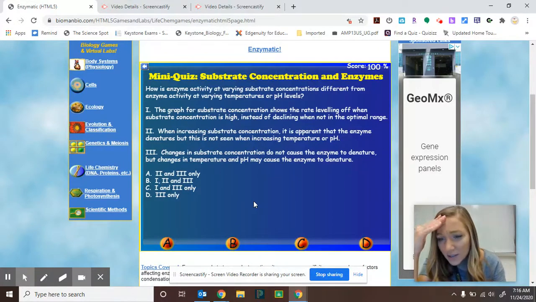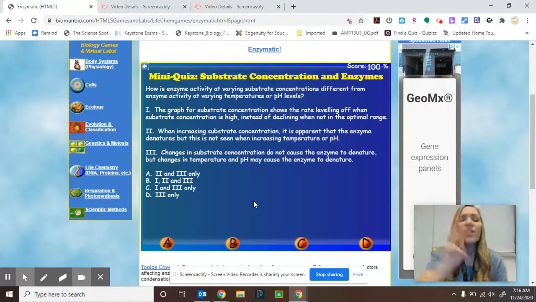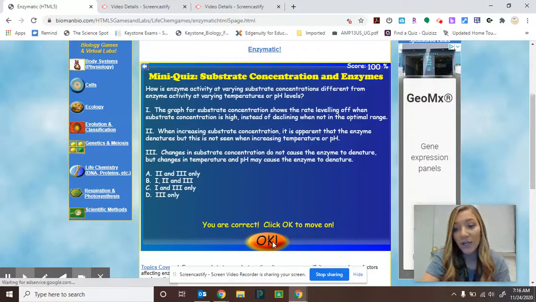Did we denature our enzyme in this one? Because I don't remember doing that. I have pretty good memory. All right, 3, changes in substrate concentration do not cause the enzyme to denature, but pH and temperature do cause it to denature. Now that sounds like a good one. Let's pick 1 and 3 and see what happens. Oh my gosh, we're good.